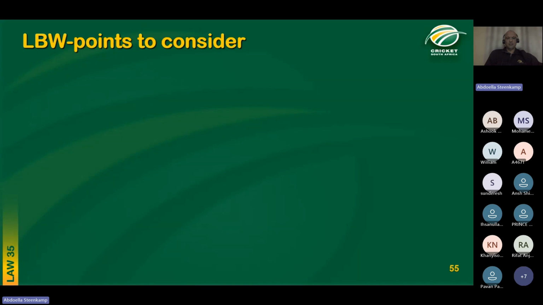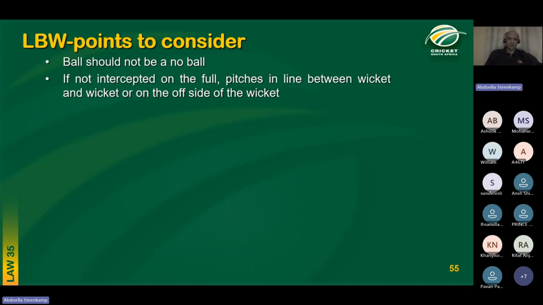So to summarize the points that you need to consider when there is an LBW appeal according to the law. Yes, the ball shouldn't be a no ball. The first thing that you need to consider is where did the ball pitch? The law wants it to pitch between wicket and wicket or on the offside of the wicket. That's why bullet point 2 is the reason why if the ball pitches outside leg stump, it can never be out LBW, because the law is specific where it needs to pitch. It either needs to pitch in line between wicket and wicket or on the off side of the wicket.